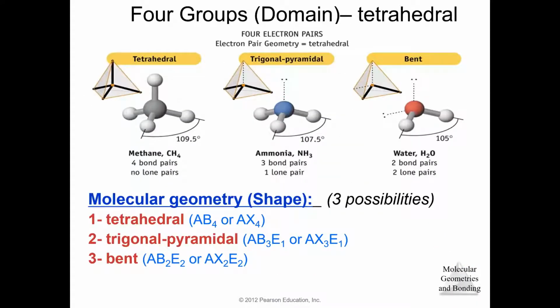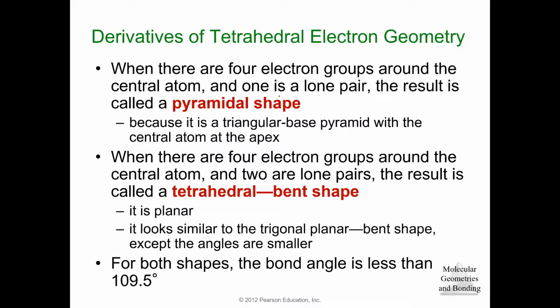And we can see this here very clearly. Do you guys have any question on this? No? All right. Now, these are the summary of derivatives for tetrahedral electron geometry.